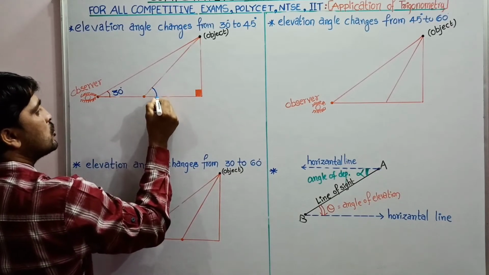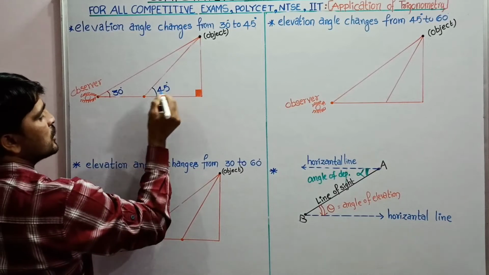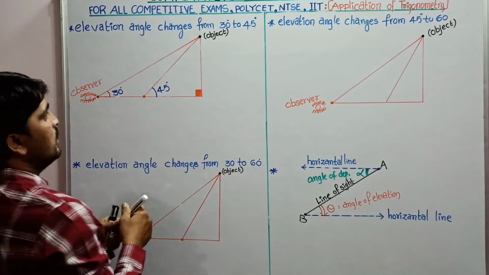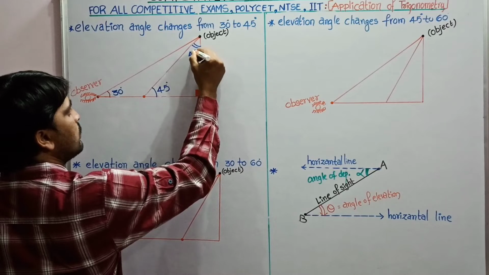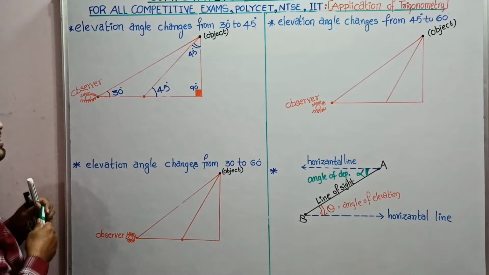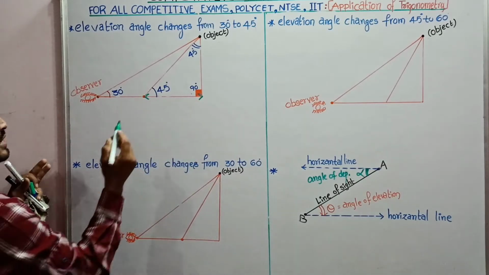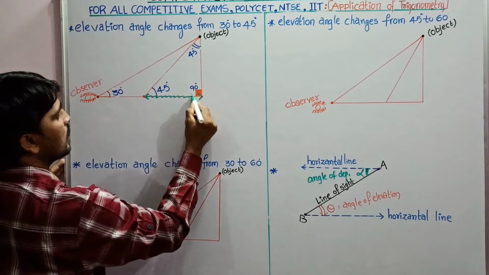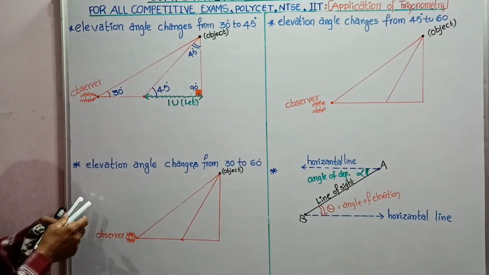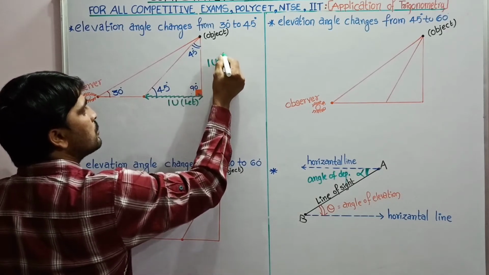But it changes after some time, walking towards the perpendicular side. It changes maybe to 45 degrees. The angle of elevation changes from 30 to 45. The smaller angle will obviously become 45 degrees, as this is 90 degrees. In this type of question, we always have to consider this horizontal line. Let it be 1 unit. Then we know that opposite the 45 degrees, this side also becomes 1 unit.